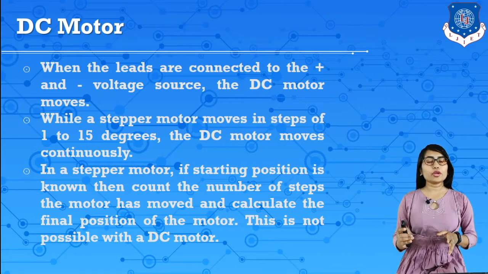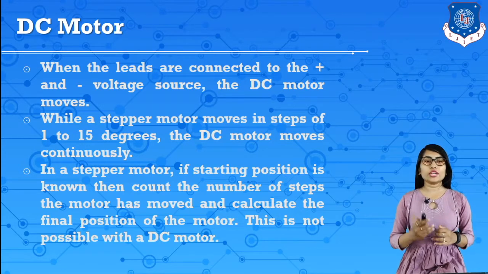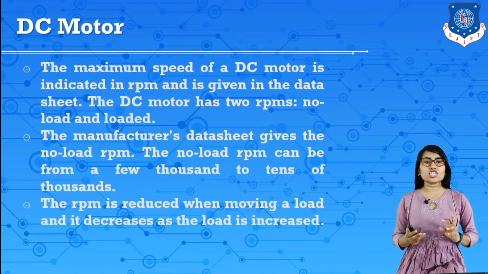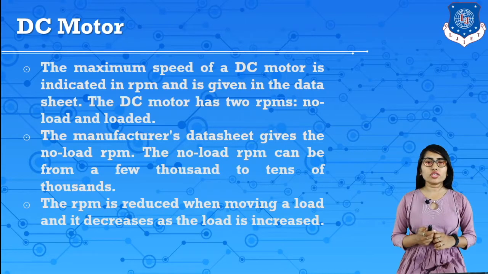While a stepper motor moves in steps of 1 to 15 degrees, a DC motor moves continuously. In a stepper motor, if the starting position is known, then we can count the number of steps the motor has moved and calculate the final position of the motor. This is not possible with a DC motor. As the DC motor has continuous rotation, the maximum speed of a DC motor is indicated in RPM and is given in the data sheet.